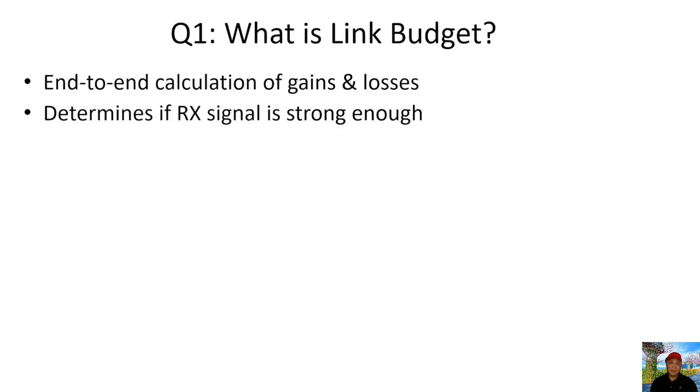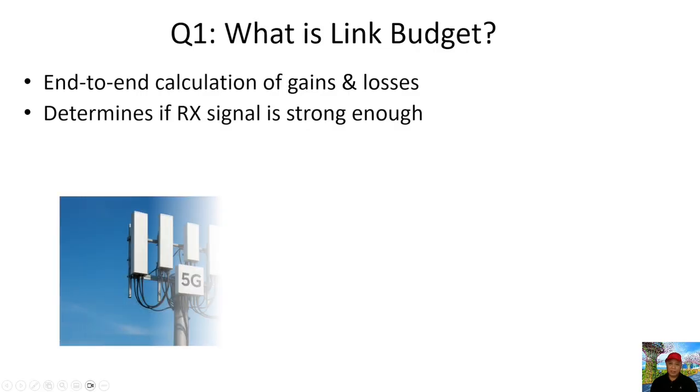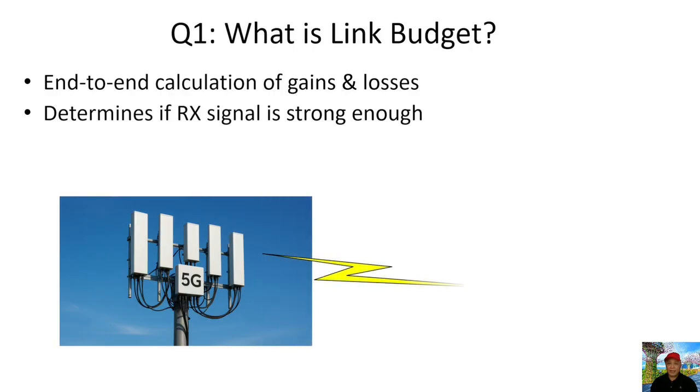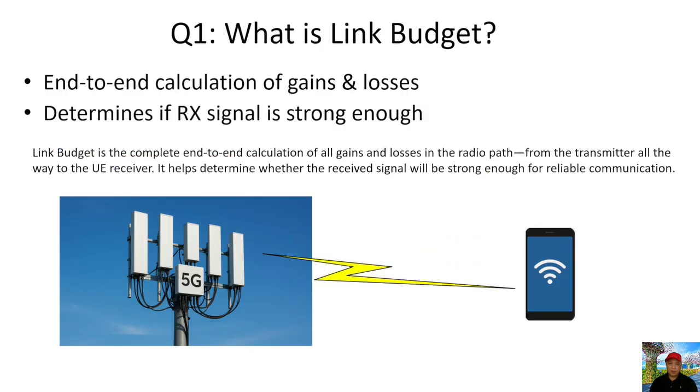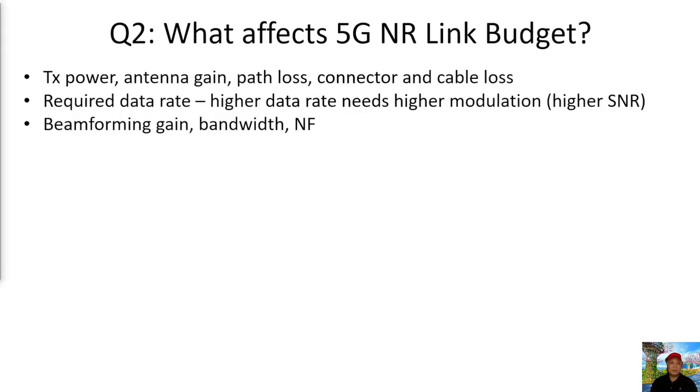What is link budget? Link budget is the complete end-to-end calculation of all gains and losses in the radio path, from the transmitter all the way to the UE receiver. It helps determine whether the received signal will be strong enough for reliable communication.